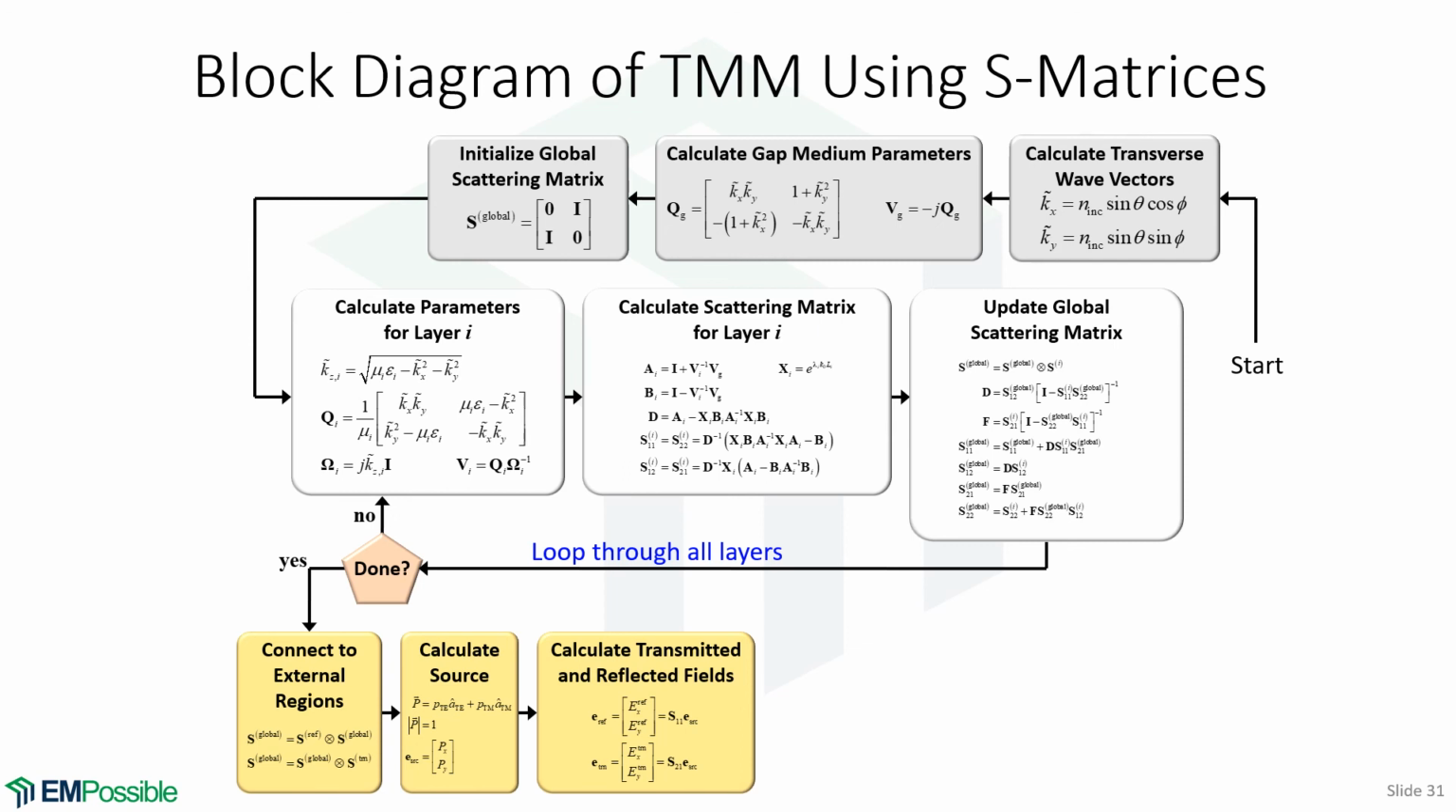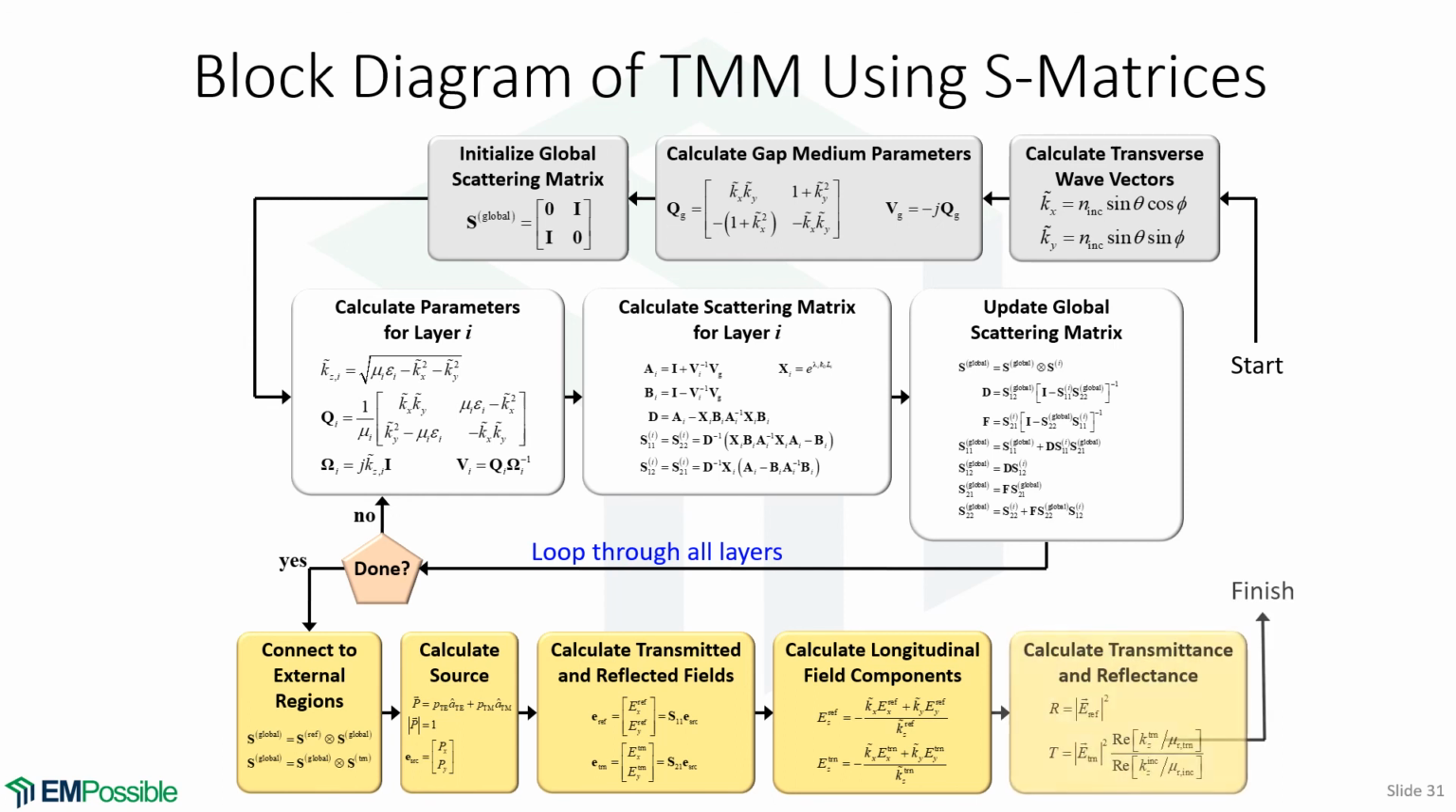Now we can calculate the transmitted and reflected fields. That's the source or the incident fields times our S11 or S21, and we get reflected and transmitted fields. That's only the X and Y components of those fields. We need the Z components on the reflected and transmitted side. Now we know all three components of the electric field on the transmitted and reflected side, so we can calculate transmittance and reflectance. And we're done. We might want to do other things like add those together, look for conservation of power.